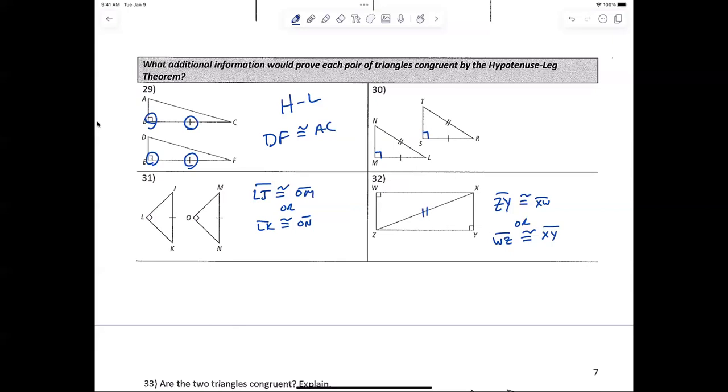So in the right triangle, we can't name it angle side side, remember? The only time angle side side works is if it's a right triangle. So the only one we talk about is the hypotenuse leg. If the leg of one triangle is congruent to the leg of another triangle, and the hypotenuse is congruent, and it's a right triangle, then we call it the hypotenuse leg theorem.